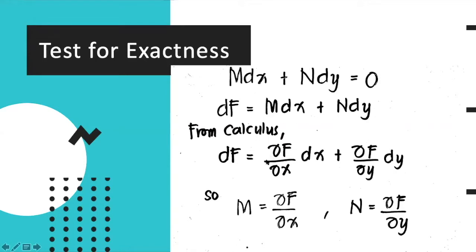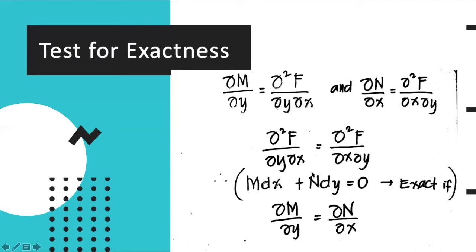can be written as the partial derivative of the function with respect to x, since the first term contains the differential of x. So we know that M is an expression containing x and y, and N is a function that contains the variables x and y. And we can equate that here. M is equal to the partial derivative of the function with respect to x, and N is equal to the partial derivative of the function with respect to y.